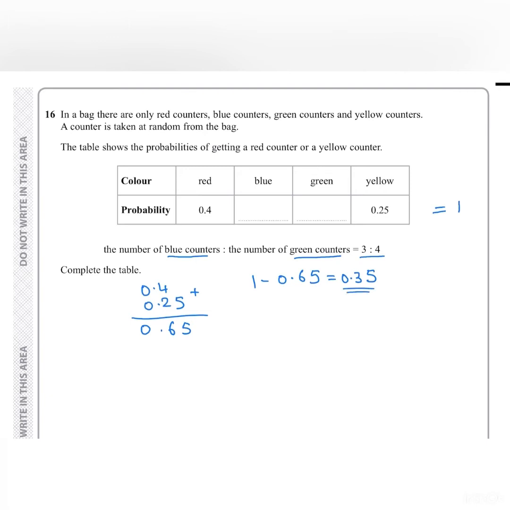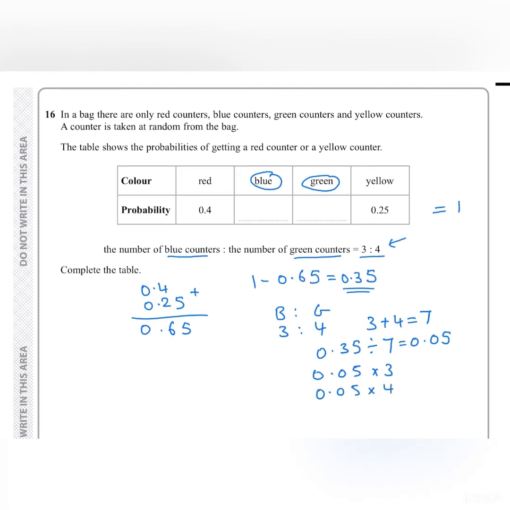Okay, so 0.35 is the probability of blue and green, and they're in the ratio of 3 to 4. So we can split this up into the ratio of blue to green, which is 3 to 4. So 3 plus 4 equals 7, and 0.35 divided by 7 is 0.05. And then you can do 0.05 times 3 and 0.05 times 4. That should be 0.15, and that is 0.2. And check your answer, that should make 0.35.